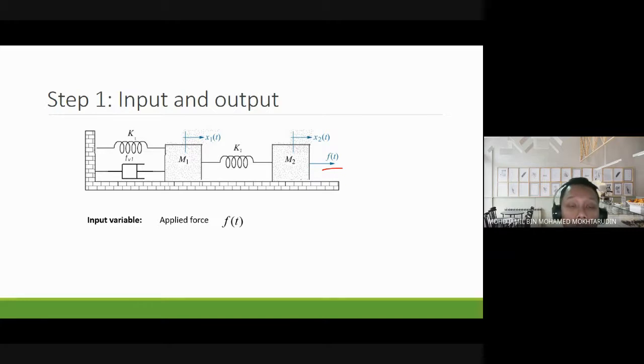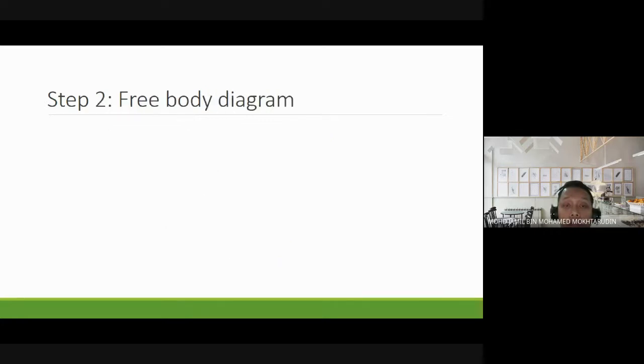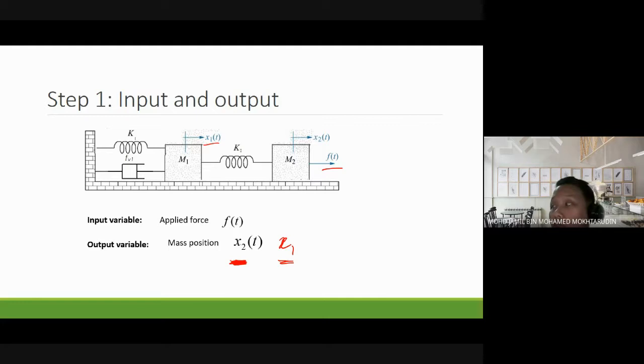Okay, so the input is the applied force, and then we also decide on the output. The output can be the mass position. So we have x2, and also we have x1. So it can be x2 or x1, whichever you prefer to choose as the output. Or you can find the velocity and acceleration. In this example, we want to find x2 in terms of F. We are not interested in x1, but x1 can also be one of the outputs. Okay, so after we decide on the input and output, any questions?